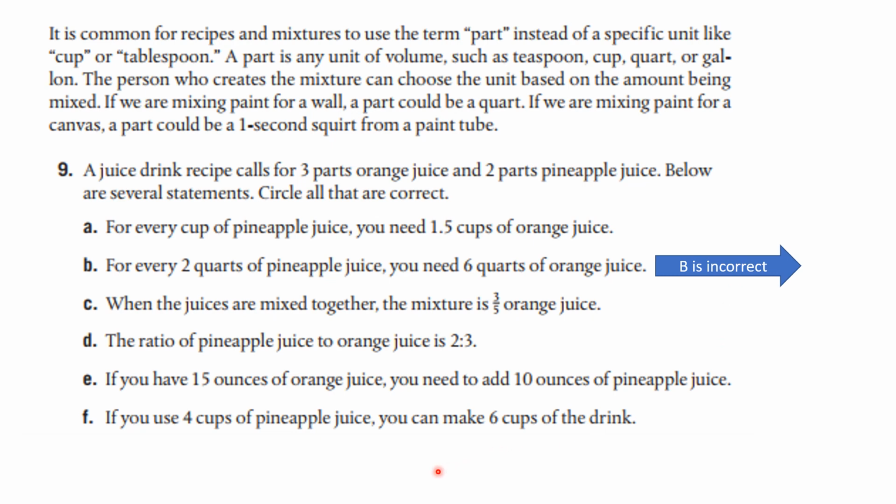So B and F are incorrect because if you had 2 parts of this, you're going to have 3 parts of this. So if you have 4 of this, you're going to have 6 of this, and so that would be 6 orange juice. So that answer would be 10 instead of that. So B and F are both incorrect.